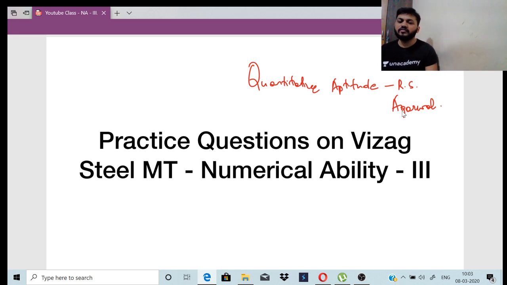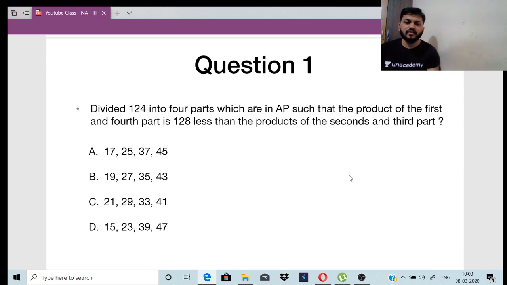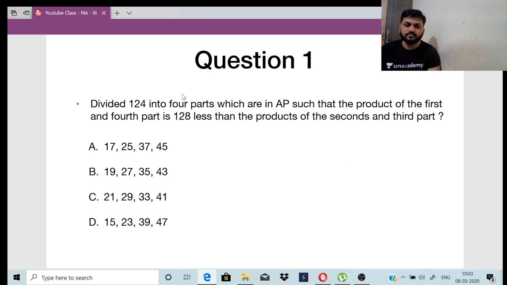So, we will start with our class, Numerical Ability Part 3. Another 10 questions for today, a half hour session. I have brought some trickier questions which have easier answers. Just by seeing the questions you can get the answer. So let's start without any delay. This is our first question.